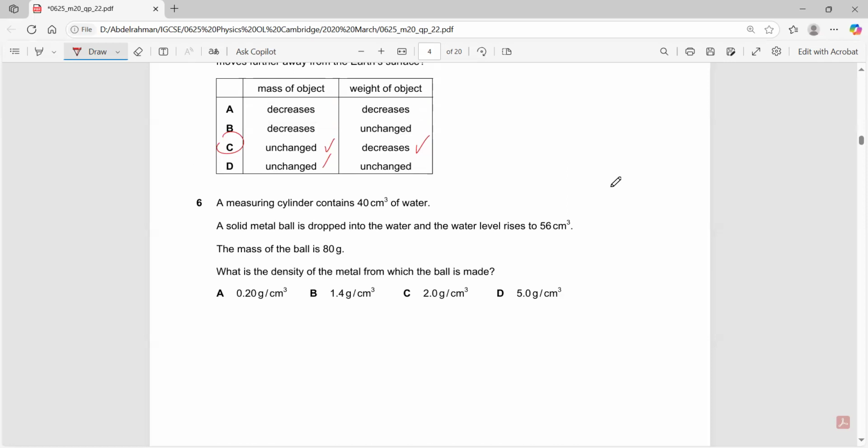A measuring cylinder contains 40 centimeters cubed of water. A solid metal ball is dropped into the water and the level rises to 56. The mass is 80 grams. What is the density? Mass over volume. Mass is 80 grams and the volume would be the difference, 56 minus 40, so 80 over 16, which is 5 grams per centimeter cubed.